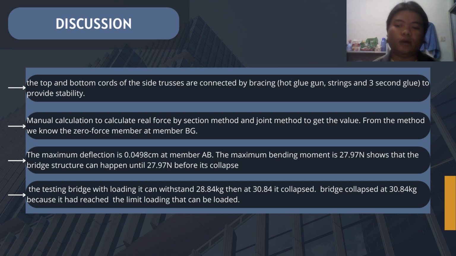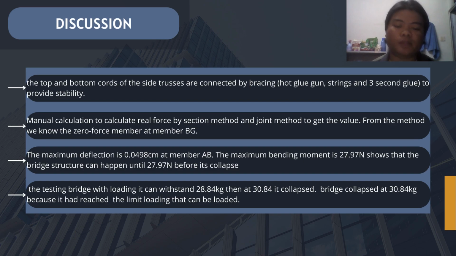Lastly, from the testing of the bridge at the lab, it can withstand 28.84 kg of loading before it collapses at 30 kg. There are many reasons that can explain the success of our bridge testing, such as the joint of each member is very strong, the bracing of each member is strong, and the structure reaches an equilibrium state where all the load is transmitted to each member equally.